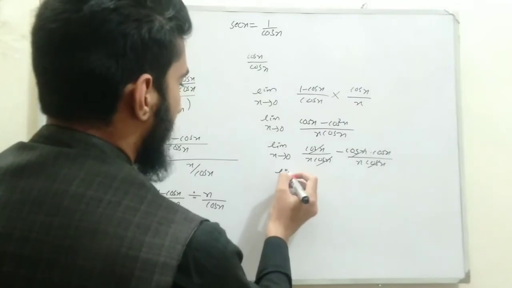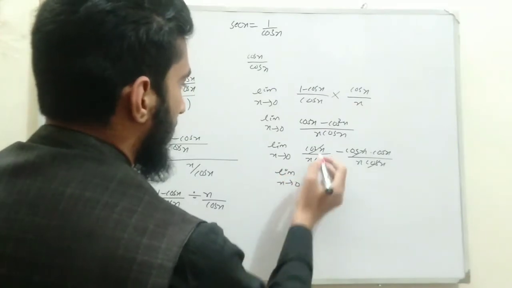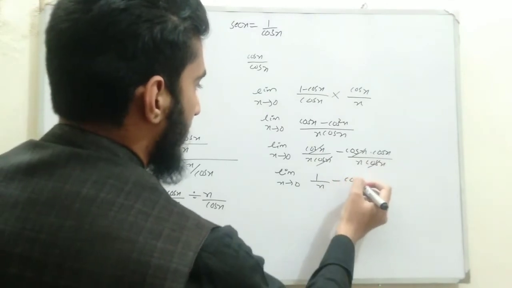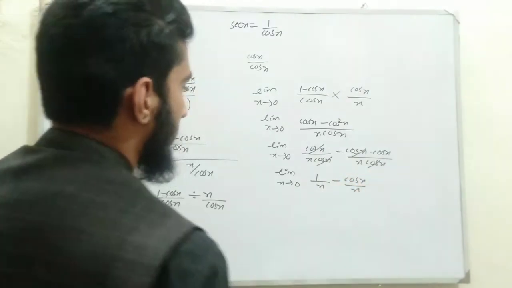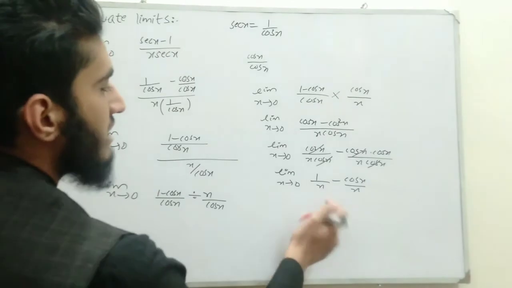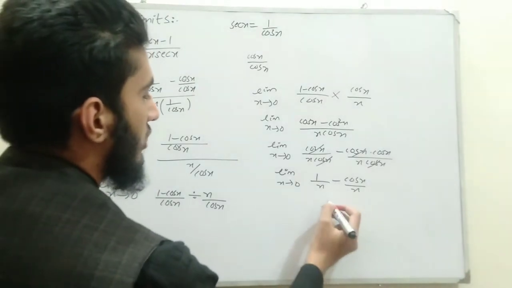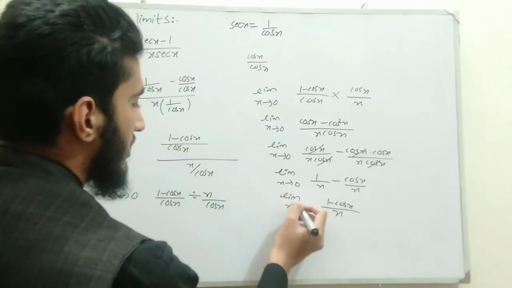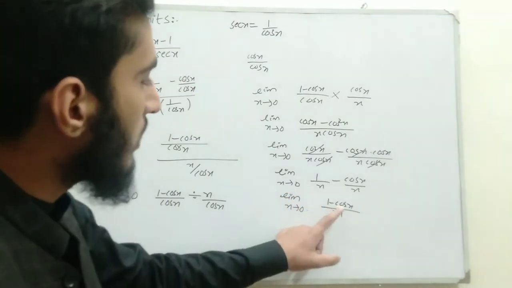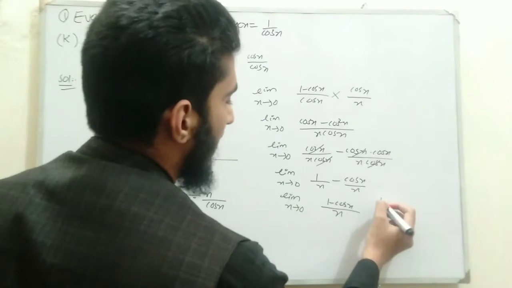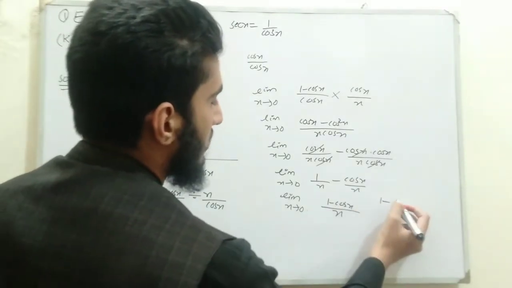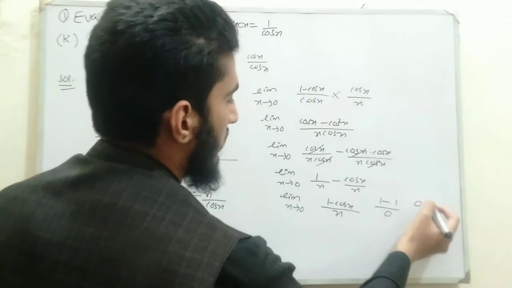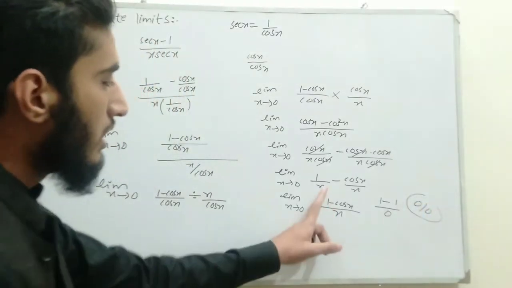So we are left with limit x approaches 0. Here we are left with 1 over x and here minus cos x divided by x. After this we are going to take the LCM, it becomes x and in the numerator we are left with 1 minus cos x. Now applying the limit, if we put x as 0, it becomes 1 minus cos 0, which is equal to 1. So it becomes 1 minus 1 divided by 0. So it becomes 0 by 0. It is an indeterminate form over here.